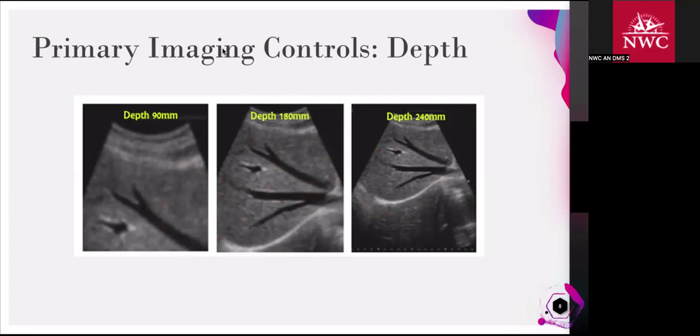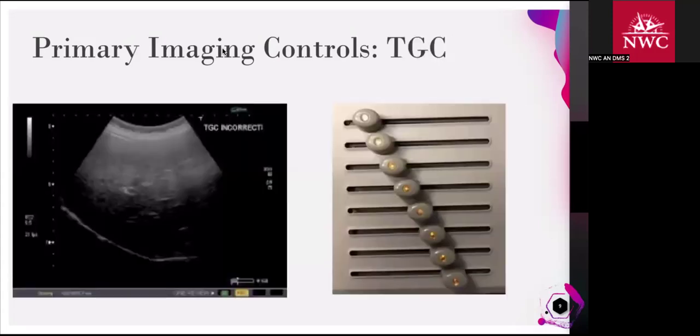Overall gain changes the brightness of the entire image. It could be your whole image will be dark or your whole image will be light. On the next page, TGC gain. This is your TGCs, and your TGCs are adjusted to make up for the effects of the darkening of the image, or the attenuation of the beam.